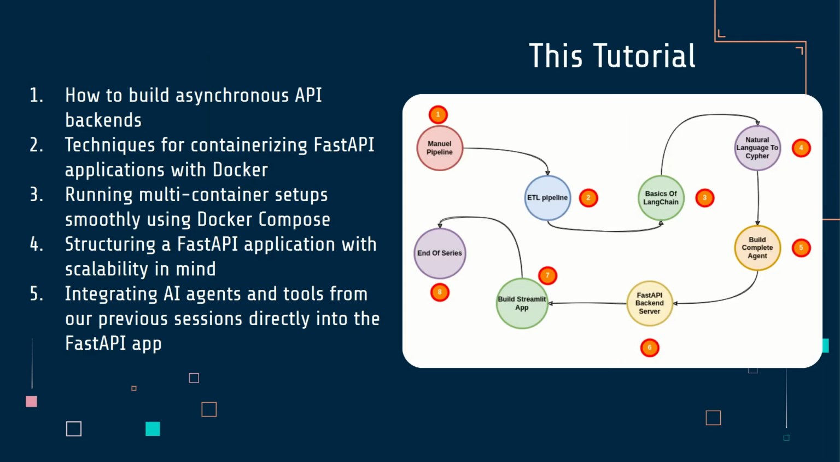This is what we're going to be covering in this video. We're going to learn how to build a synchronous API using FastAPI. You'll learn different techniques for containerization with Docker. You're also going to be using Docker Compose to run our different containers. You're also going to learn about structuring a FastAPI application with scalability in mind. Integrating the AI agent, the tools, the different chains, and everything that you've learned in the previous sessions, you're going to learn how to integrate them into an endpoint of our FastAPI application so they can be used by other third-party services.